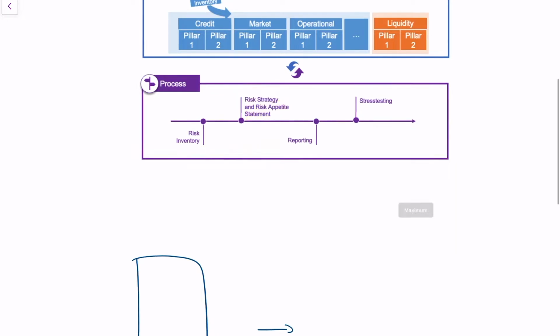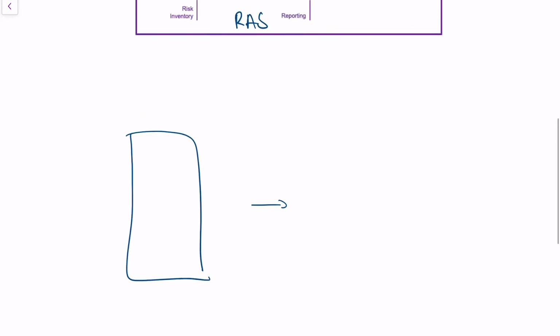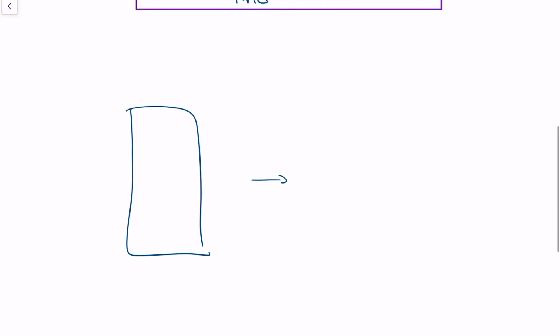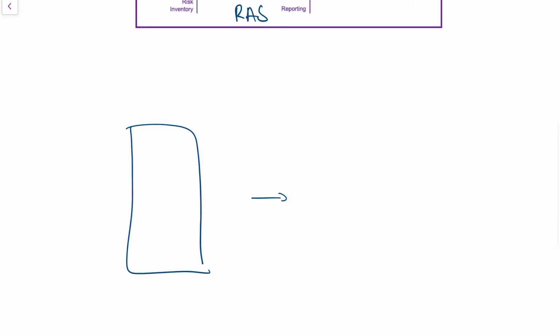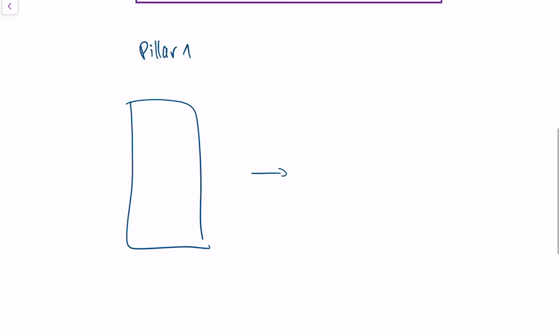And then you come to the core part of the risk strategy, which is the risk appetite statement, or RAS, right? And the risk appetite statement is basically a table. It's half a page. And the risk appetite statement sets risk limits, right? The risk appetite statement typically sets limits in Pillar 1 and in Pillar 2. And here's how it works.